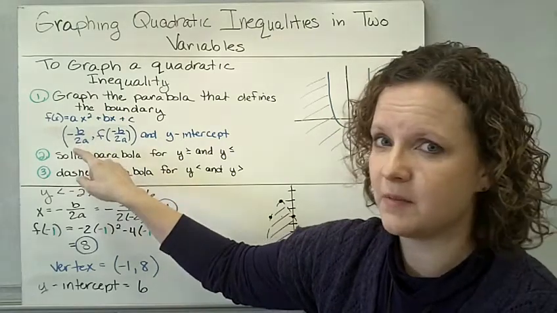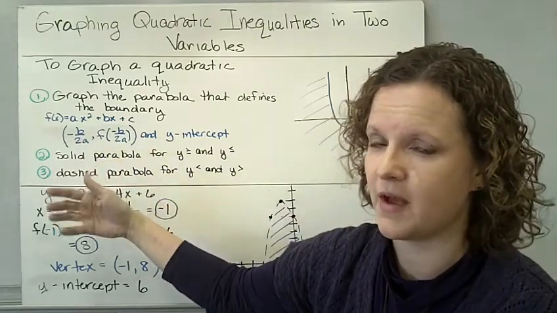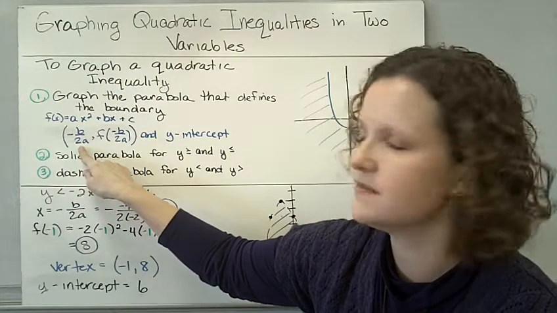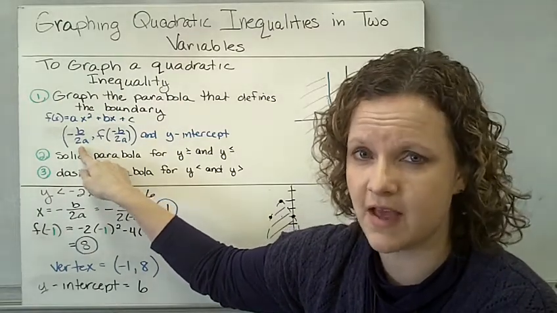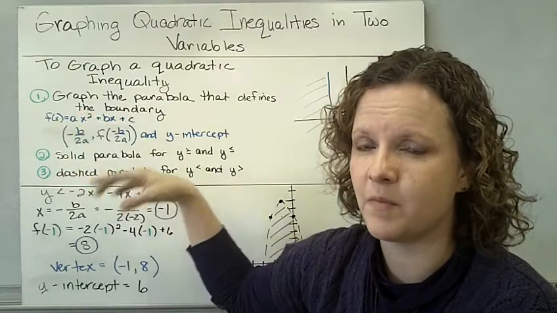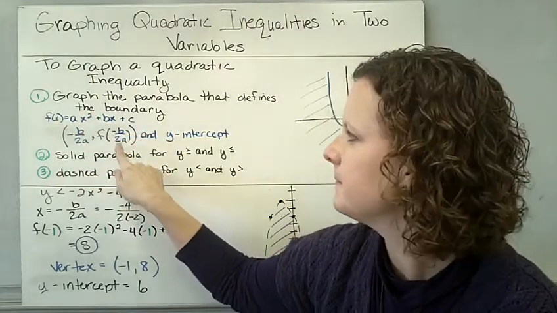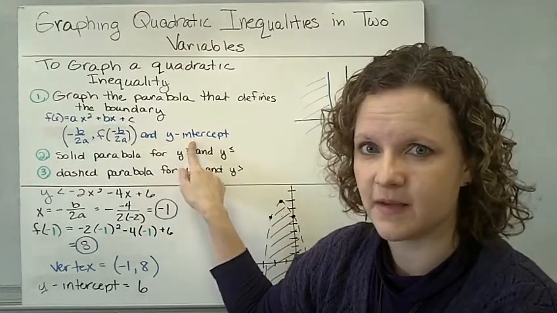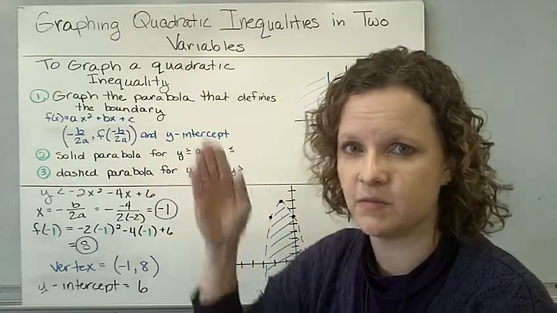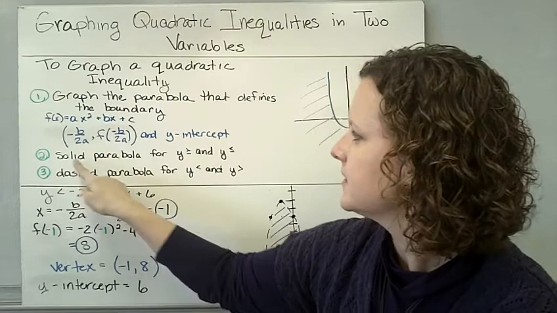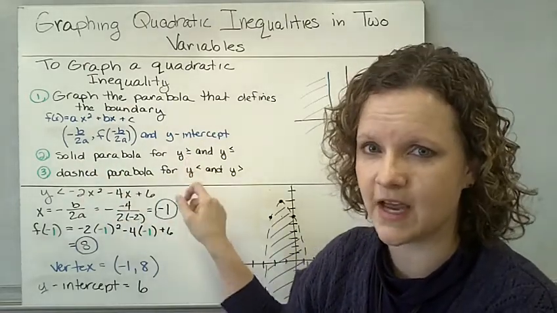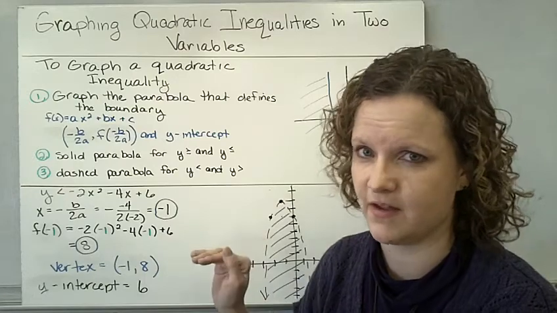So we have to graph the parabola. We've learned many ways to graph parabolas, but the one we're going to use today is first we find the axis of symmetry, which is negative b over 2a. Then we plug that value back into the equation to find our vertex. And then we find the y-intercept. So using the vertex and the y-intercept, we'll have our boundary line. Solid parabola when it's greater than or equal to and less than or equal to, and a dashed parabola when it's less than or greater than.